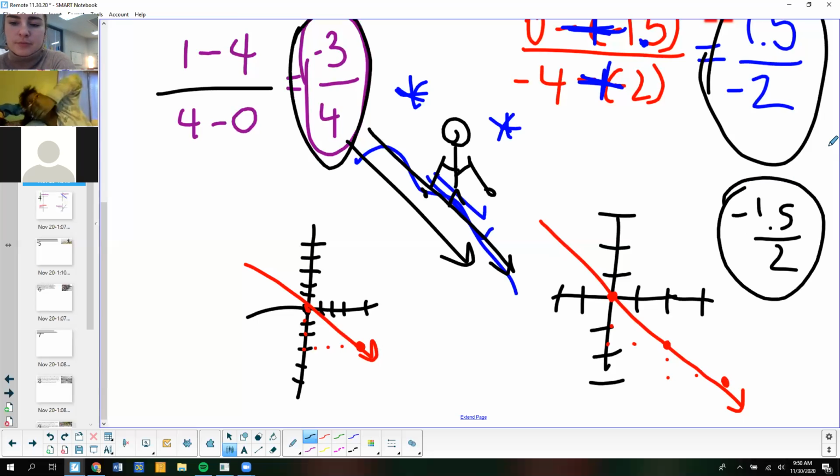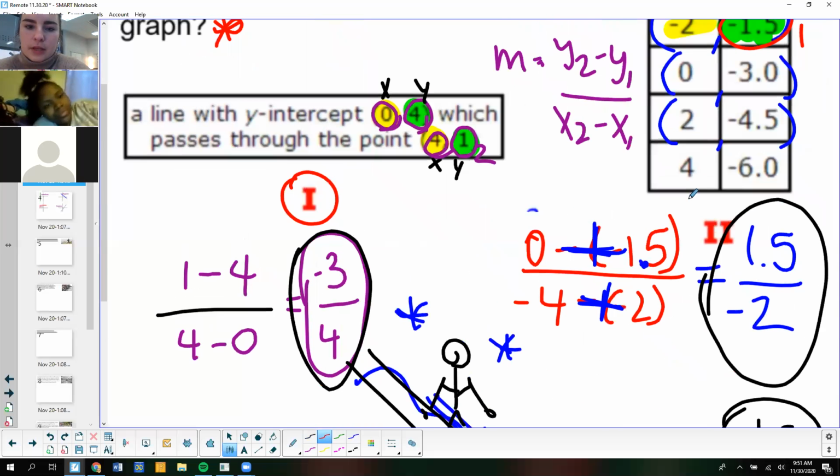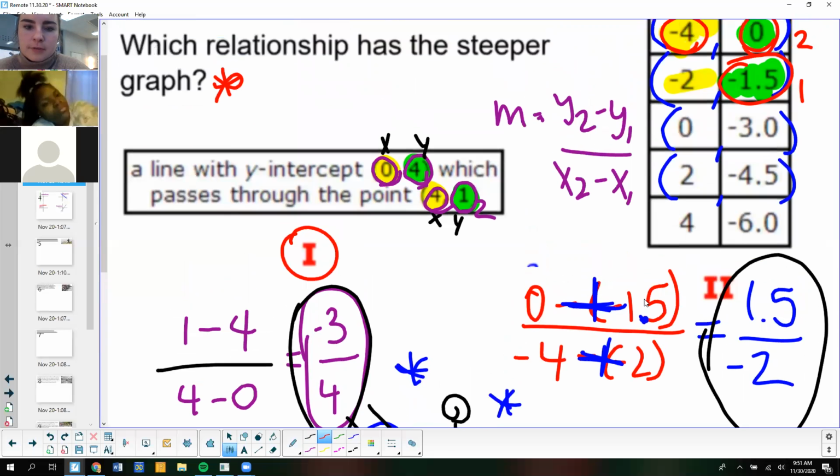If we double 1.5, we get 3. And if we double 2, we get 4. So if we multiplied this whole slope by 2, we would get negative 3/4. So they are the same slope. They are representing the same relationship. I just wanted to make sure that that was clear.